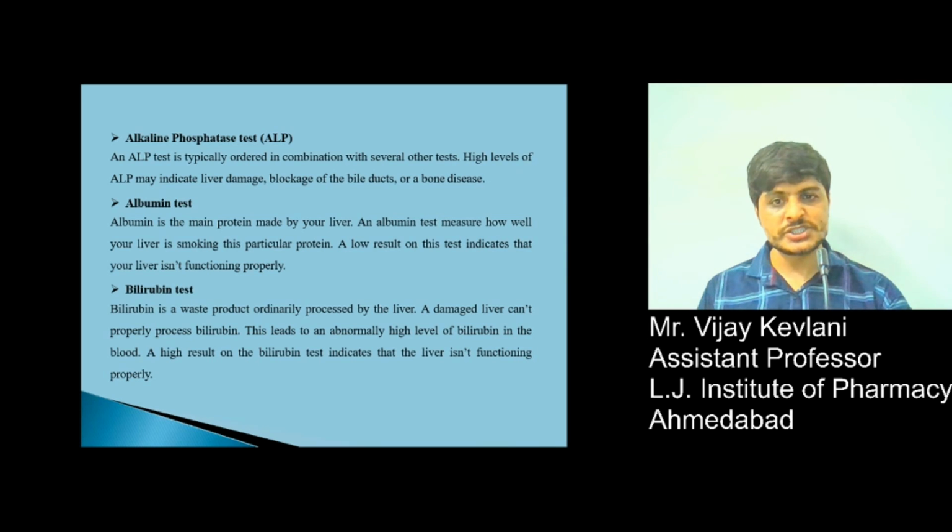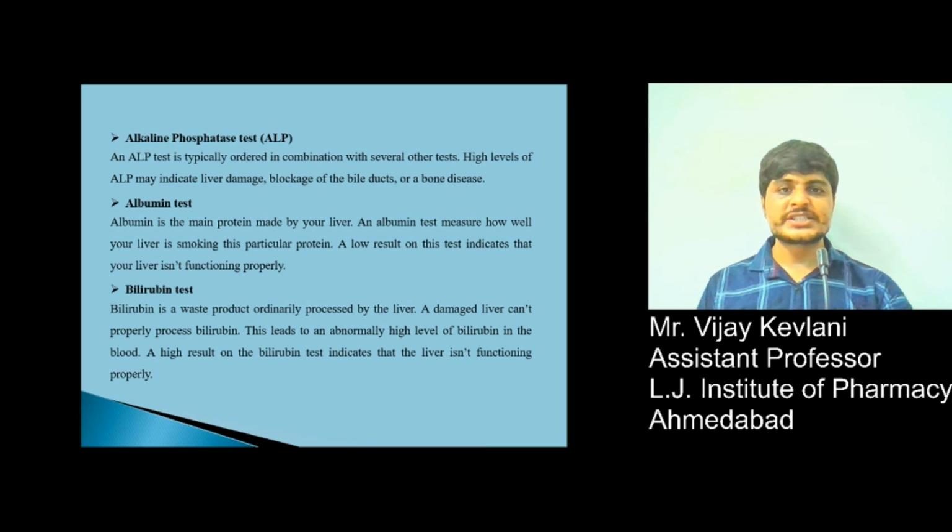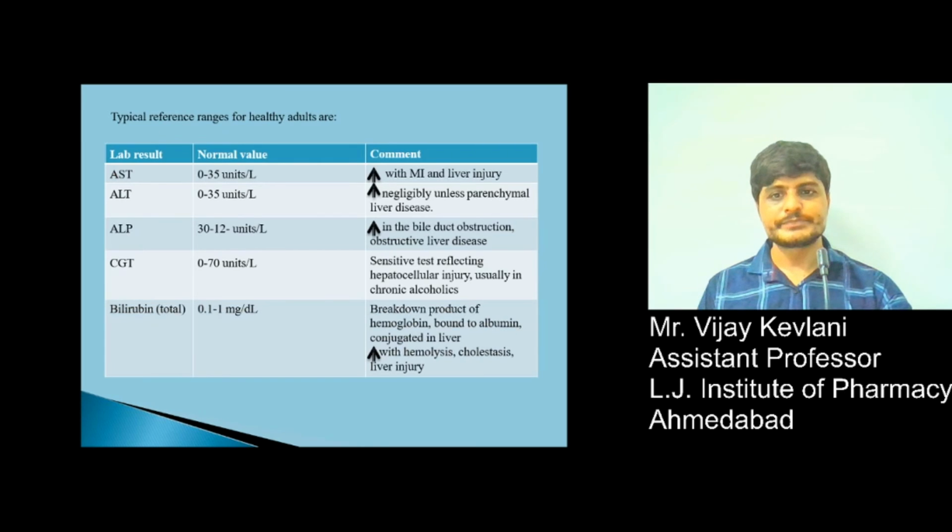Next is albumin test. We already know that albumin is produced by the liver. If the liver is damaged, albumin levels will be low in your blood. Next is bilirubin. We also know that bilirubin is formed by the liver. It is processed by the liver, right? And if there is a change in total bilirubin or unconjugated bilirubin or conjugated bilirubin, it indicates liver disease. So these are the values: AST, ALT, ALP, bilirubin and GGT.